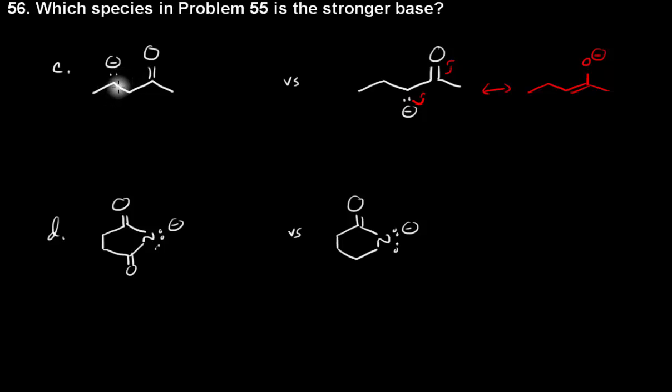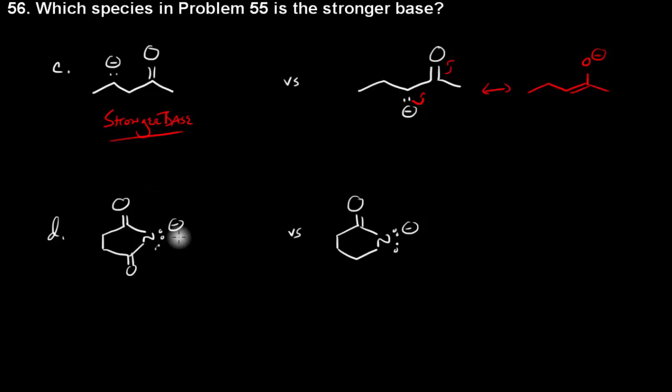It can't go anywhere. So this carbon on the left, for this molecule on the left, is going to be way more basic than the molecule on the right. Okay, so because you have no resonance forms here, this is going to be a stronger base. Okay, and it's as simple as that.